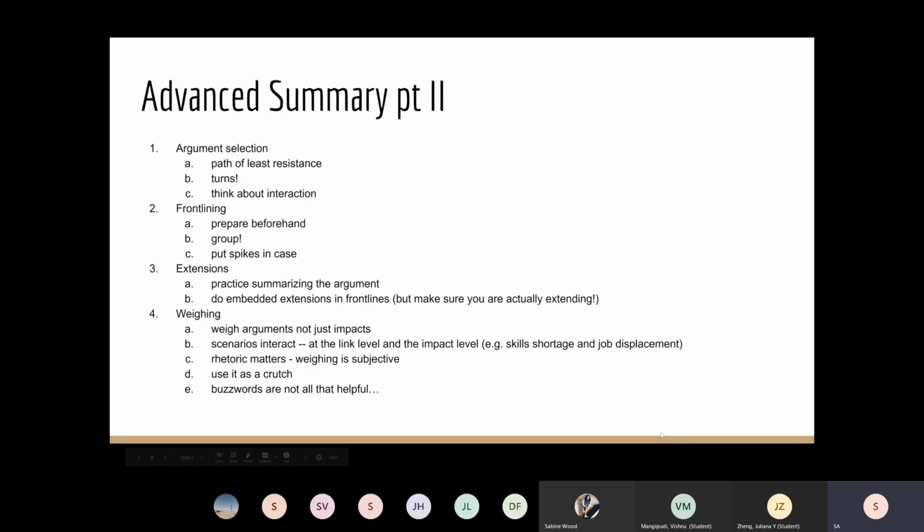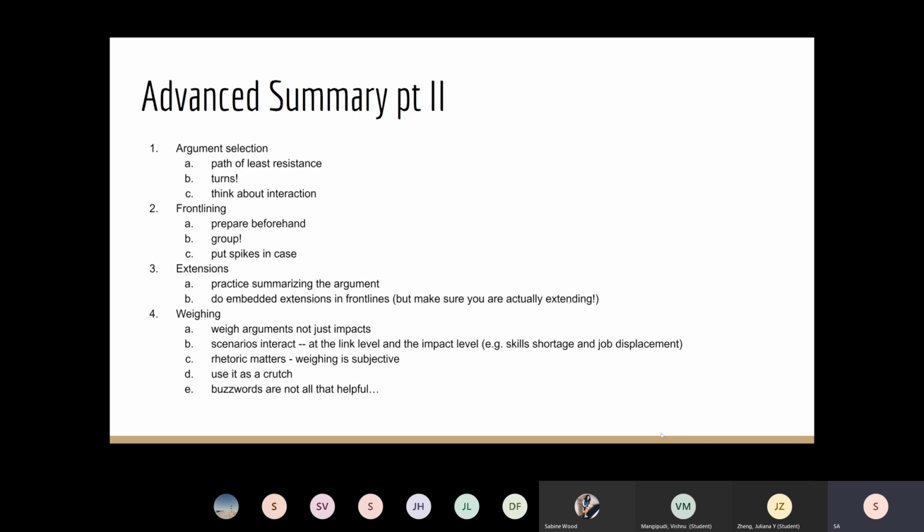This is just more advanced. I don't know if you guys have learned this yet, but I'll go through it really quickly. The first is argument selection, how you select which arguments you want to go for. Path of least resistance: if I have 5 responses on my first contention and 2 responses on my second contention, it's easier to go for your second contention, and make sure you stay aware of turns.